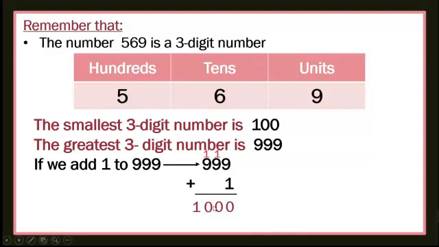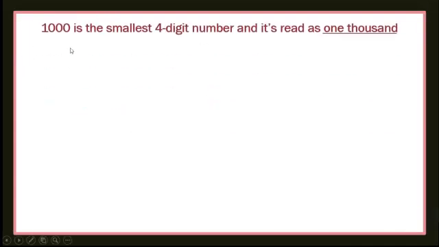So we got what? We got a four-digit number. 1, 2, 3, 4. This four-digit number is read as 1,000, and 1,000 is the smallest four-digit number. Do you remember the smallest three-digit number? It was 100. So here we have four digits and it's called 1,000.